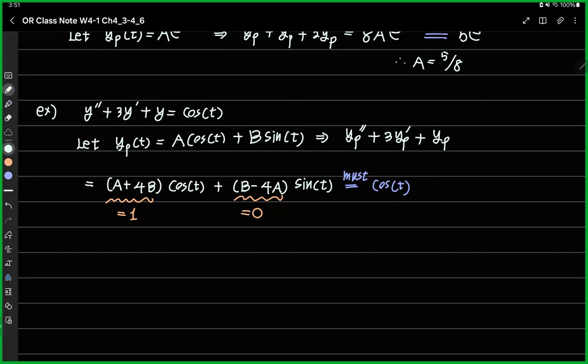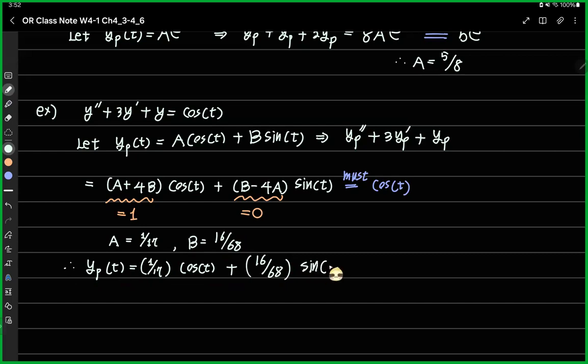So you can find A, right? A is 1 over 17, and B is 16 over 68. So y_p of t is 1 over 17 times cosine t, plus 16 over 68 times sine t. You can simplify this fraction, but let me just leave it, because that's not the matter. That's the solution, the particular solution, actually. I mean, the specific solution here.